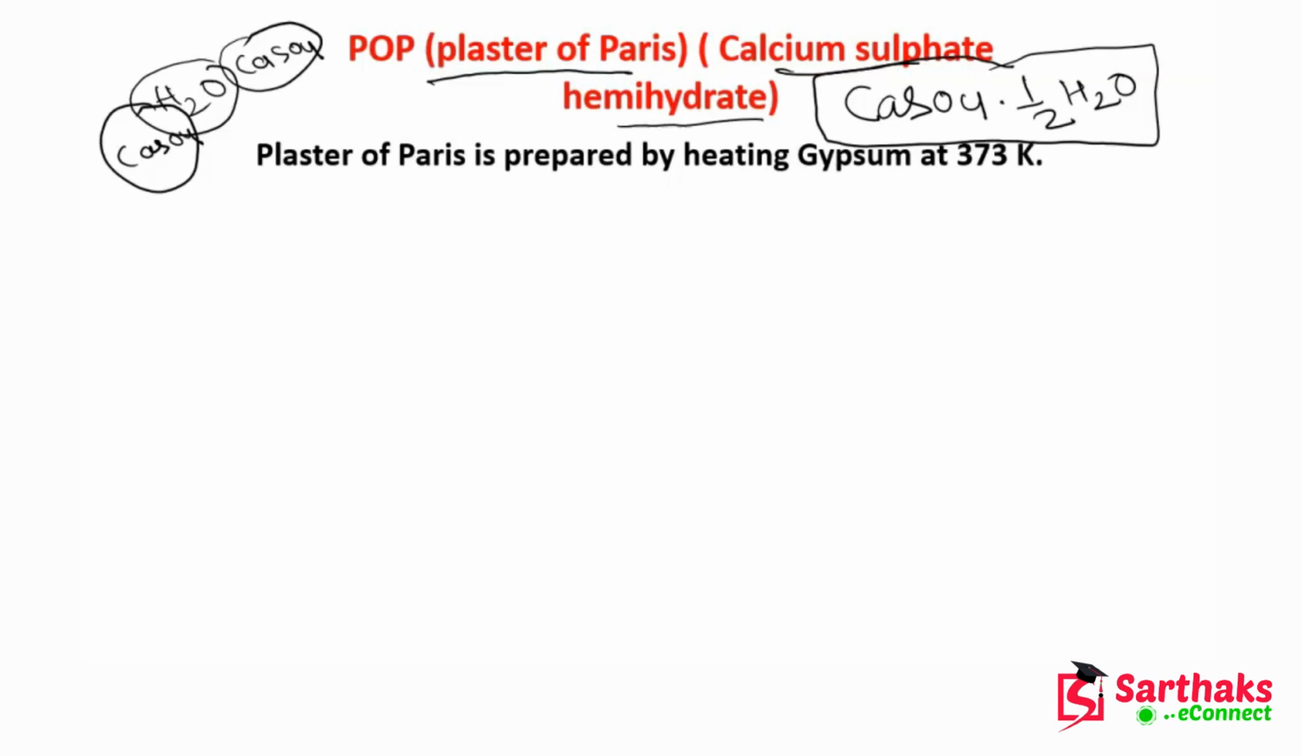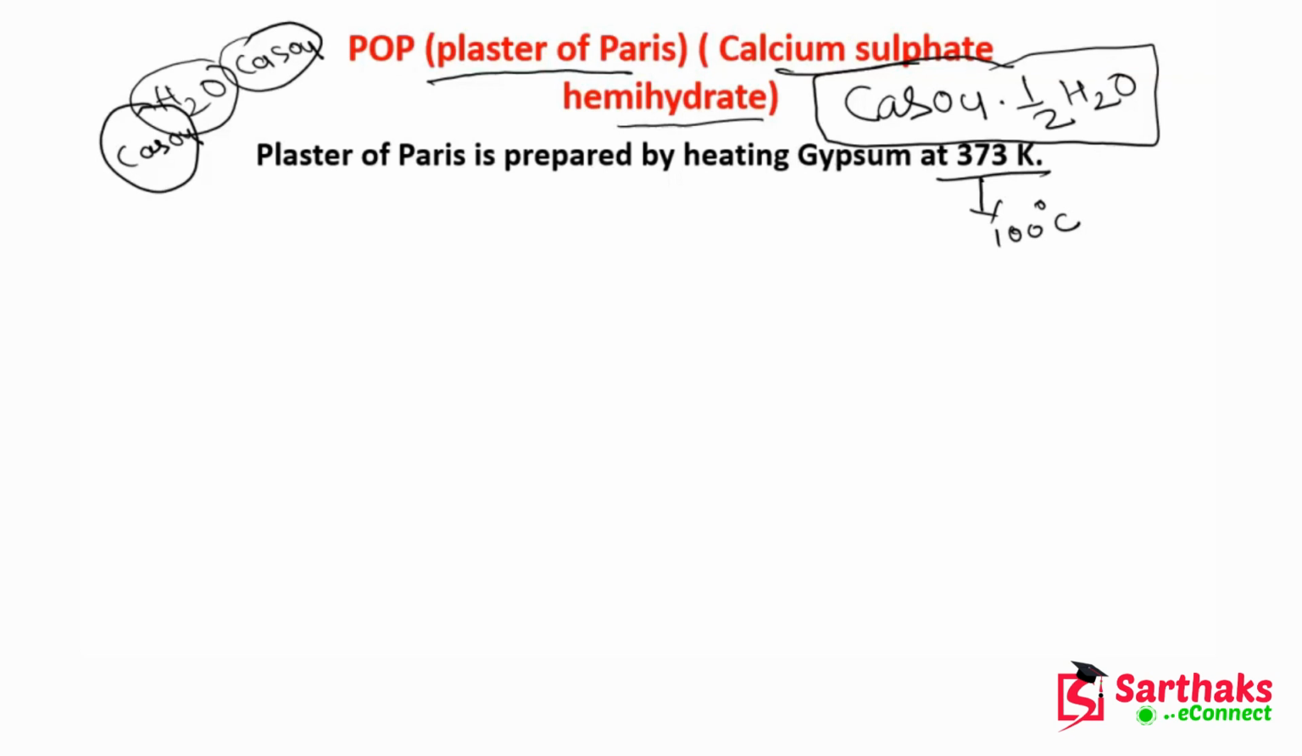So basically this plaster of Paris is prepared by heating gypsum at 373 Kelvin. Okay, so basically guys, this 373 Kelvin means 100 degrees centigrade. Because we know if we want to convert centigrade into Kelvin, then we have to add 273 to this. So this will be Kelvin. Okay, so 100 degrees centigrade.